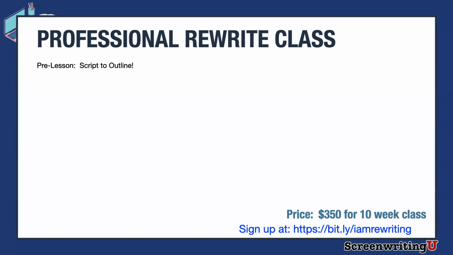So here's the program. It's a 10-week long class. It's done in a series of lessons and videos. So the first one, pre-lesson, you're going to look at your script. You're going to make sure that you have an outline for that script, whatever draft you're on right now. You'll bring both of them in. Now, there's a lot of things we can do at the outline level when you're working with like 5 or 10 pages that is really hard to do at the full script level.